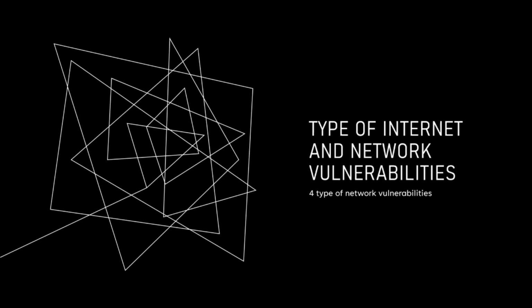There are four types of network vulnerabilities. Number one is malware. Number two is social engineering attack. Number three is outdated and unpatched software. Number four is misconfigured firewall.